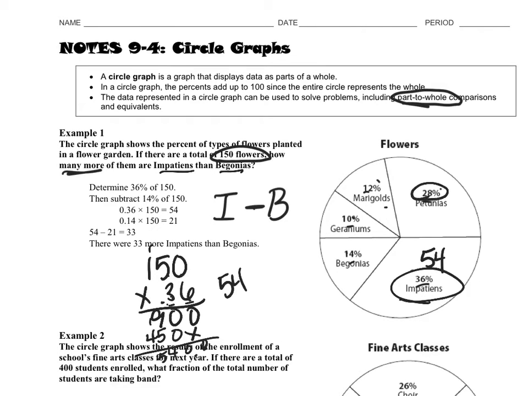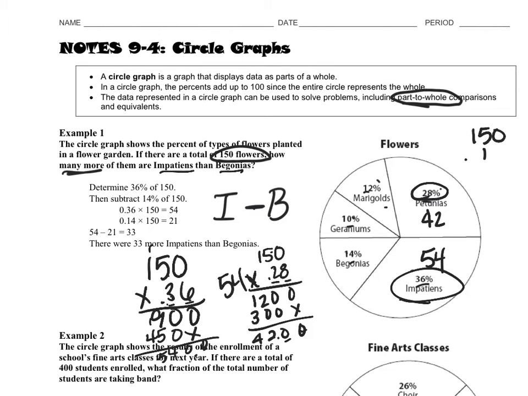So what's the other one we're looking at? Begonias, 28%. So we would take 150 times 28. Make sure, when multiplying decimals, you don't have to line it up. You just multiply and then make sure your decimal is there in the end. And I got 42. So 42 of those flowers are petunias. I'm sorry, begonias. Oh man, I was doing petunias. We should be doing begonias. So we should be doing 150 times 0.14.